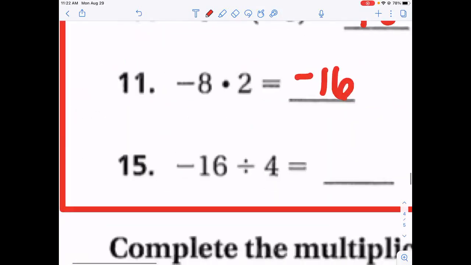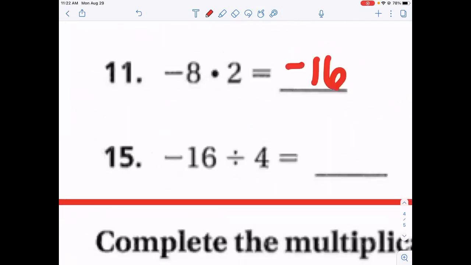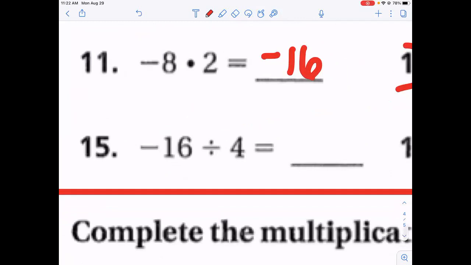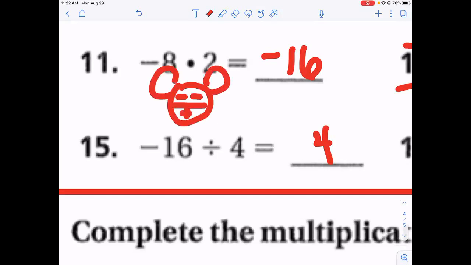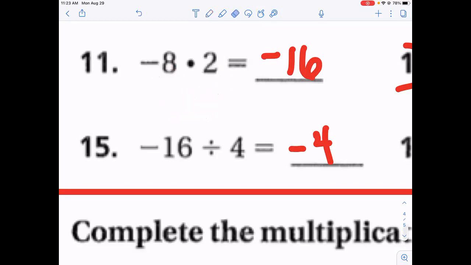All right. Number 15, Bella, what did you get? Do you know what 16 divided by 4 is? 4, okay. And we're taking a -16 divided by a +4. So if we do our Mickey Mouse smiling or blowing a kiss, we color in the positive and one negative. What kind of answer are we going to have? Negative. So this is going to be a -4. Negative and positive, we're going to have a negative answer.